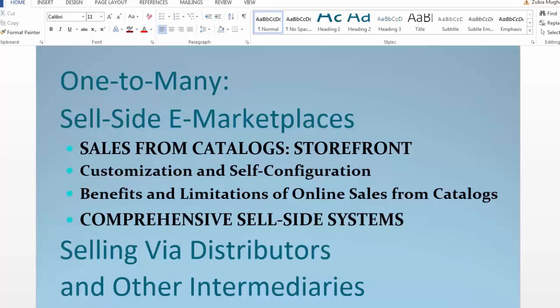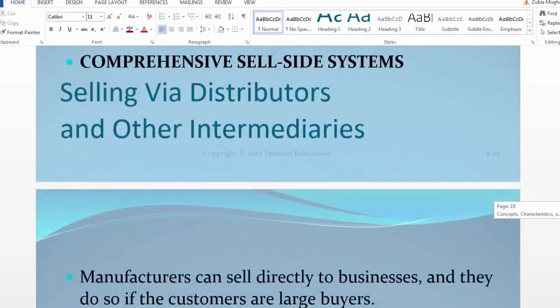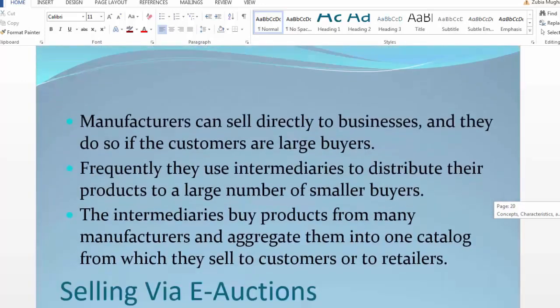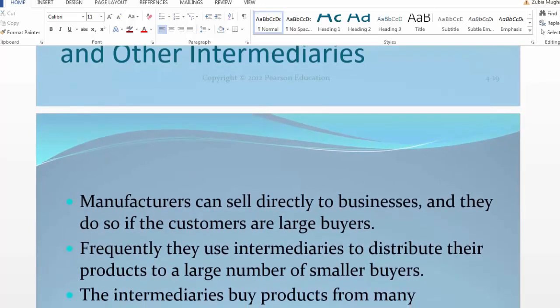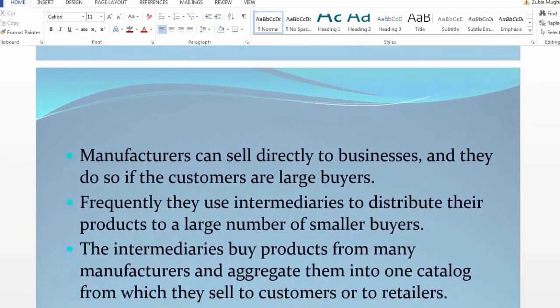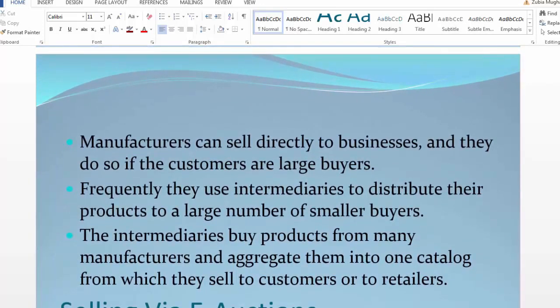Then you have selling via distributors and other intermediaries. Distributors and other intermediaries have their own advantages. Manufacturers can sell directly to businesses, and they do so if the customers are large buyers. Frequently they use intermediaries to distribute their products to a large number of smaller buyers. The intermediaries buy products from many manufacturers and aggregate them into one catalog, from which they sell to customers or to retailers.